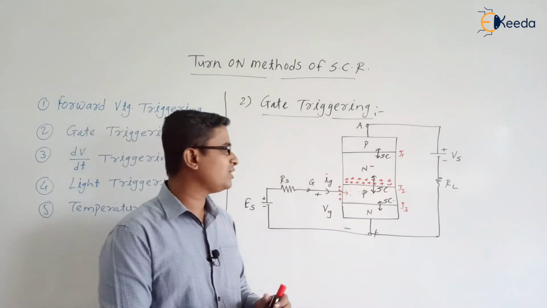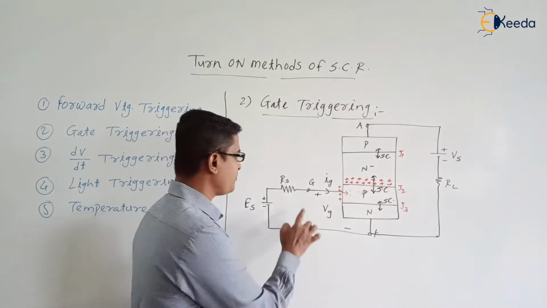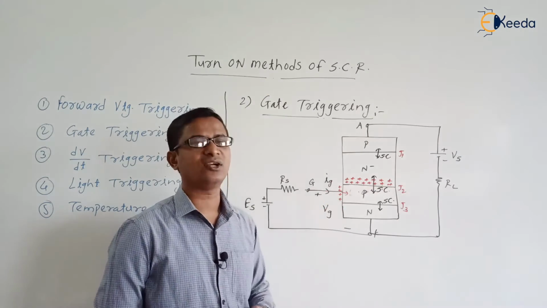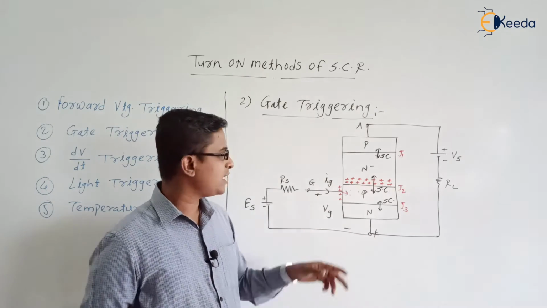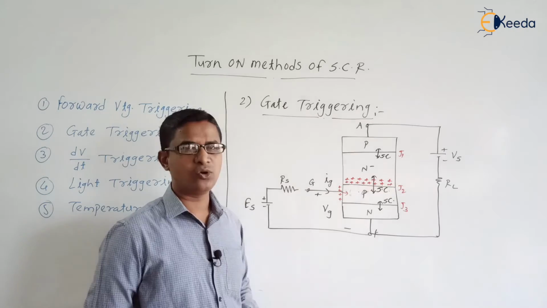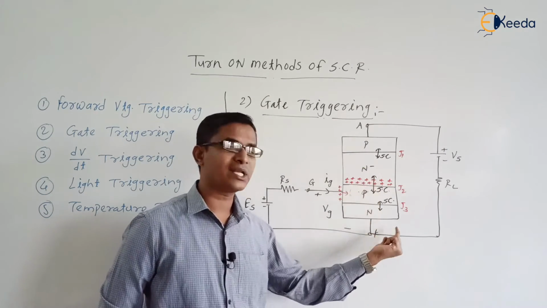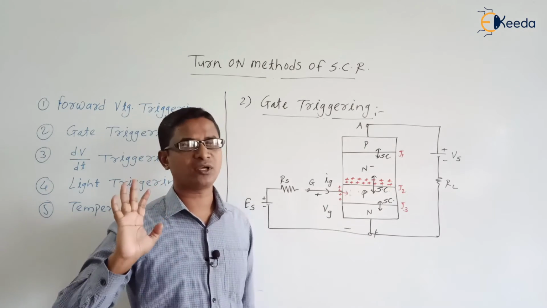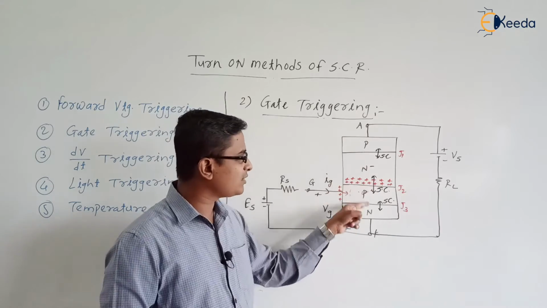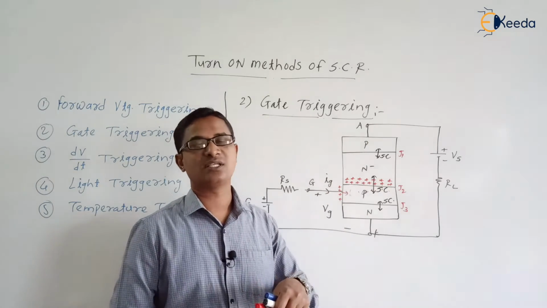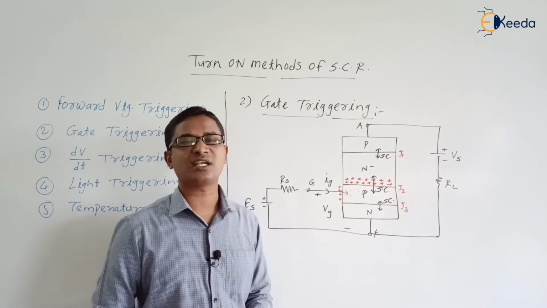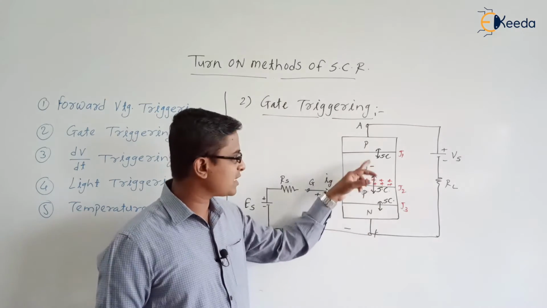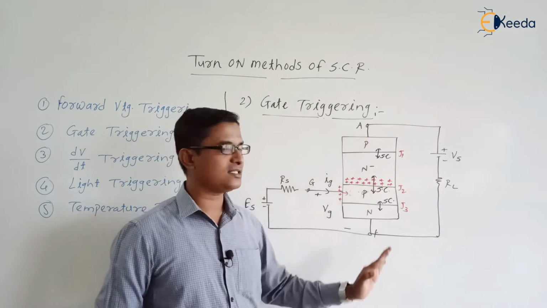Once all three junctions are acting as a short circuit, if we remove the gate signal, that is, if we keep the gate current at 0, then what will happen? Even if we reduce the gate current to 0, our SCR will continue in the on state. Very important, right? How? Because all three junctions are acting as a short circuit, so there is no presence of depletion layer across any junction. Once the junctions are acting as a short circuit, our SCR is in the on state.